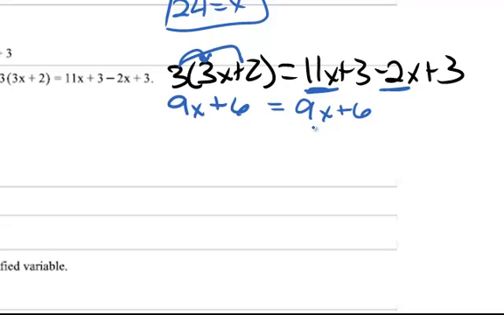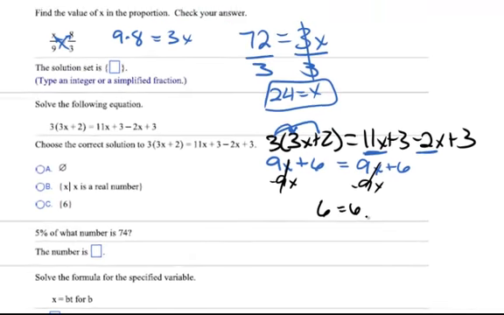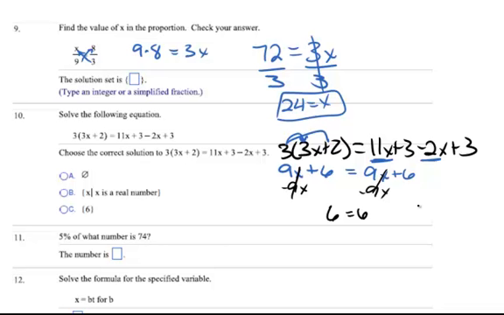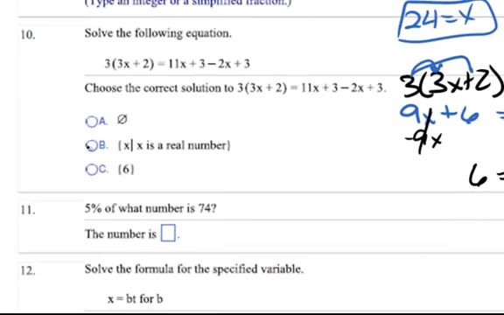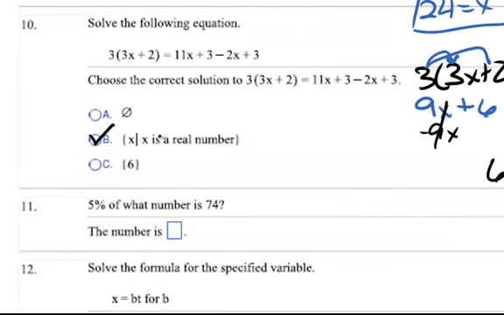If you didn't recognize that these were the same and you want to continue solving for x, the next thing you would do is subtract 9x from both sides. And then both 9x's cancel and we get 6 equals 6. If all of your variables go away and you're left with a true statement, it's an identity, and all real numbers will work. So the correct answer for 10 is B, the set x such that x is a real number.